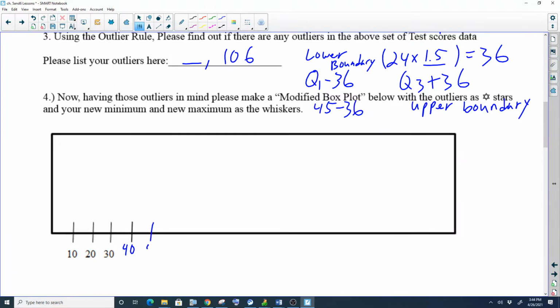And so now when we come to do the modified box plots, 40, 50, I always mess up on my 0. 60, 70, 80, 90, 100, 110. There we go. So again, now our 106 is actually going to become an outlier, and 71 is going to be our new maximum. So that's going to change.